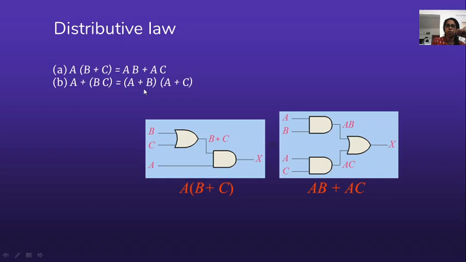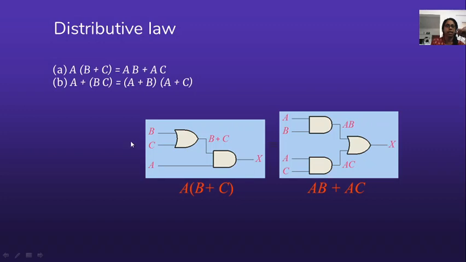This is the same as our ordinary algebra form. This A into (B plus C) is equal to AB plus AC. Instead of plus and into, we are reading OR and AND. That's all. Same thing. And the first diagram is all about the first equation, and the second diagram is the first equation's right hand side. Similarly, you could draw the second one also. I am not presenting the second one, that you can do yourself.